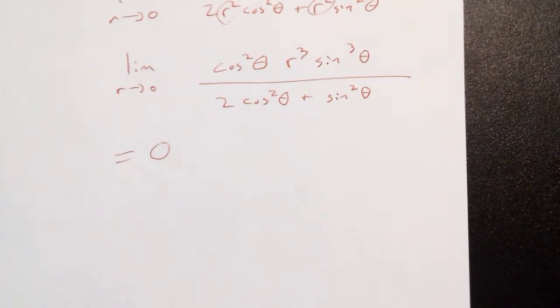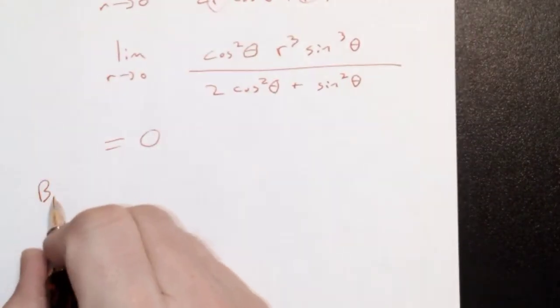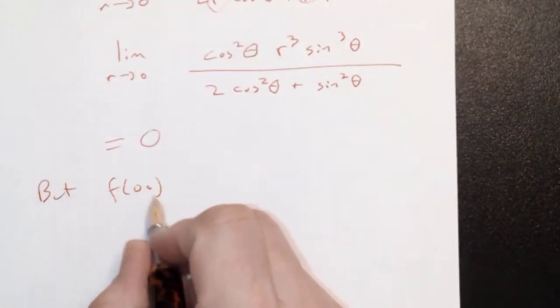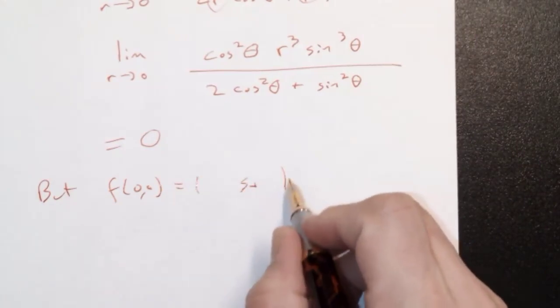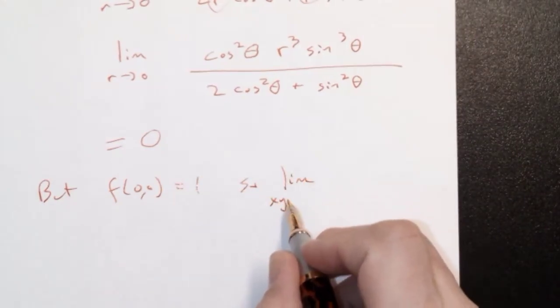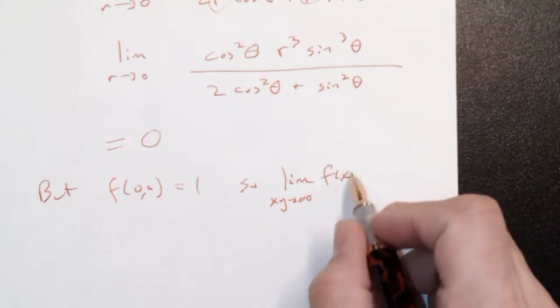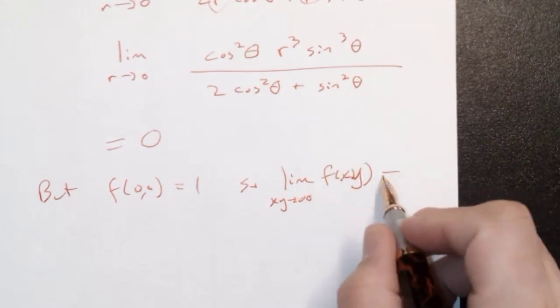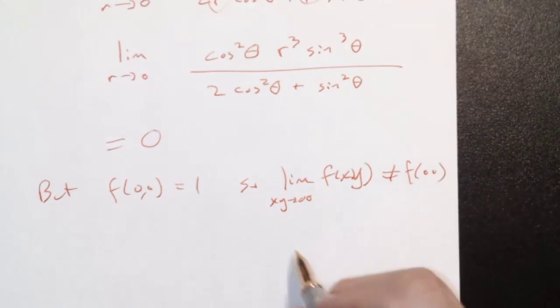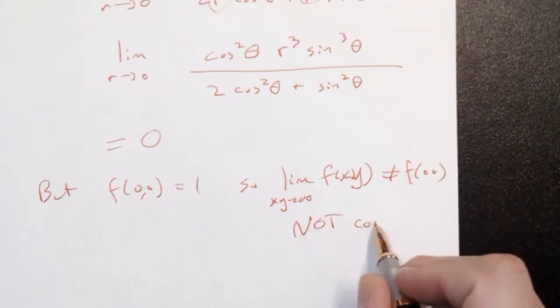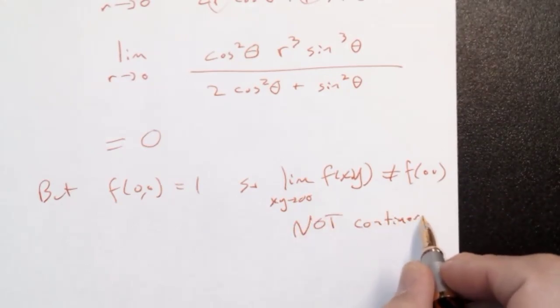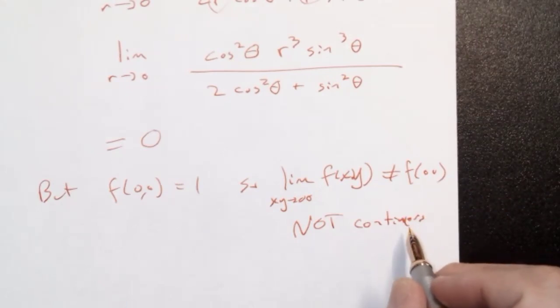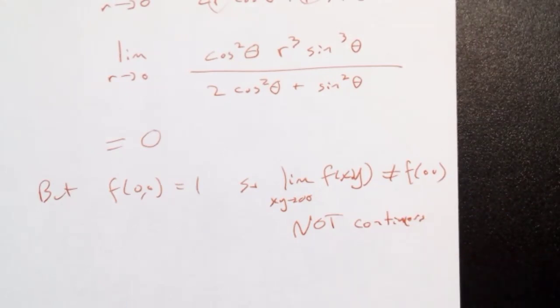So now I write, but f of 0, 0 equals 1. So the limit as (x, y) approaches (0, 0) of f of x, y does not equal f of 0, 0. Not continuous. Continuous, I can spell.